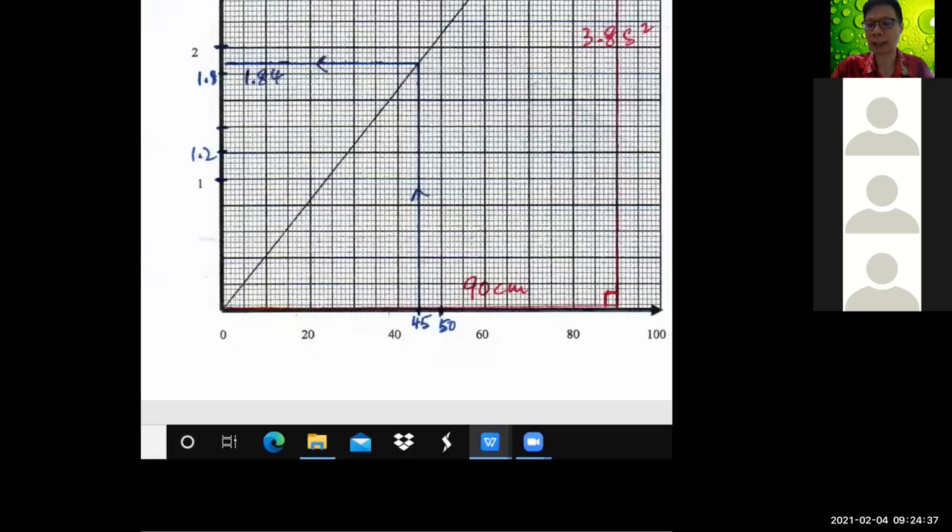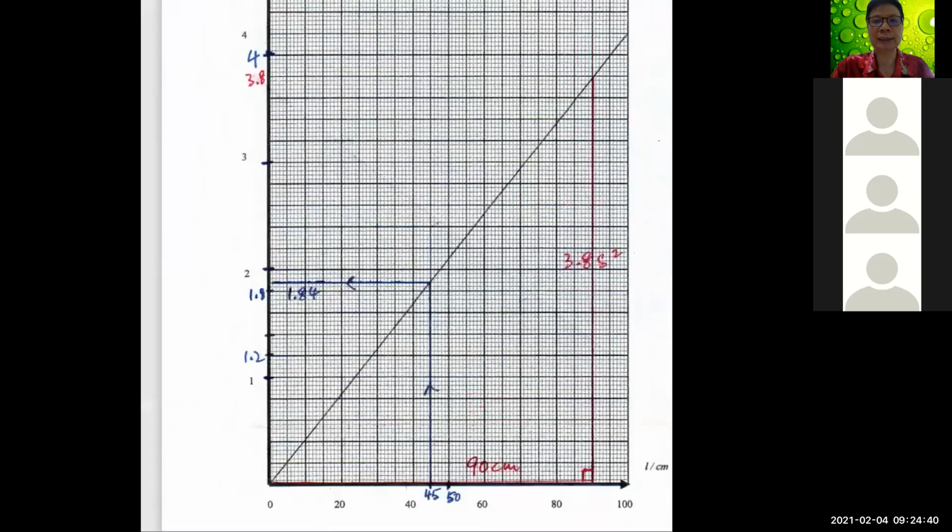I make it bigger. Okay, first you have to show a triangle. In physics, the first thing they check is whether you show the triangle or not. So I choose a big triangle here. I choose points that are very easy to read. Don't choose a point that is very hard for you to read. So I draw a big triangle like that. Over here is 90 cm, then over here 3.8, so 3.8 s squared, together with the unit. Here 90 cm. Then it is easy for you to calculate the gradient.